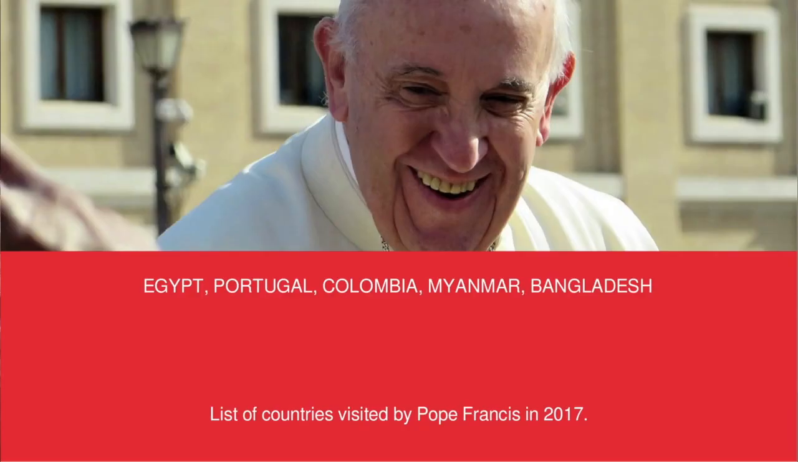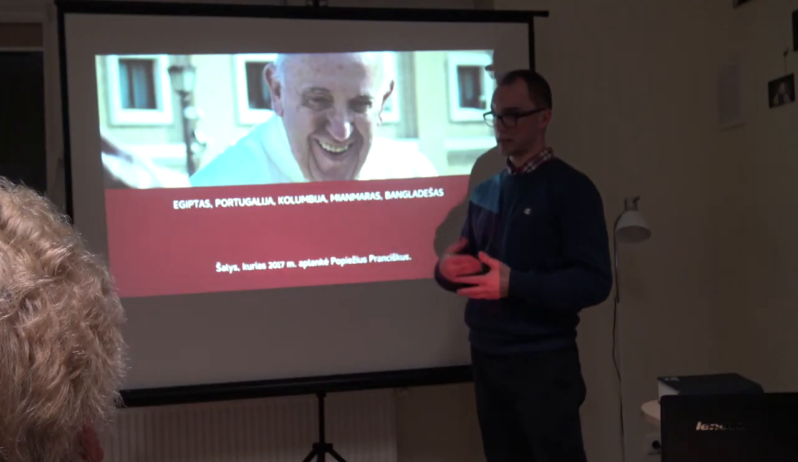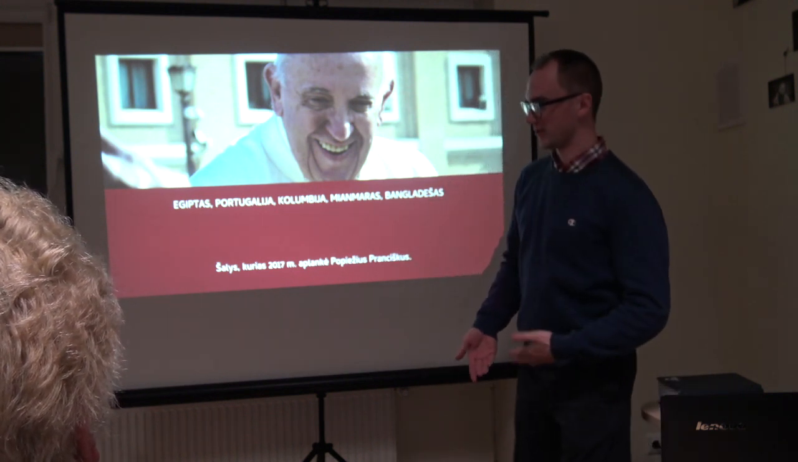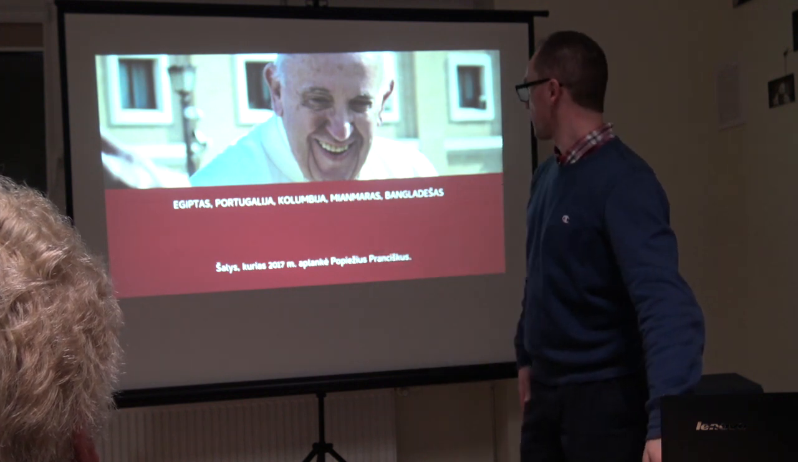So we have Egypt, Portugal, Colombia, Myanmar, and Bangladesh. What is this? It's an answer to the question, what countries did Pope Francis visit in 2017? So what we saw before was a map for a person going from west to east, and here is a map for a person who wants to understand how the Pope travels. If we swap Portugal and Egypt, we are lying, because Egypt was visited first by the Pope.